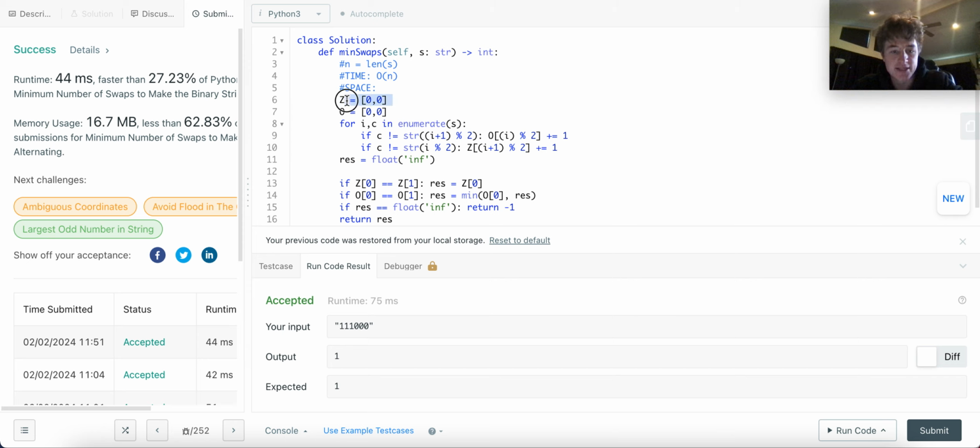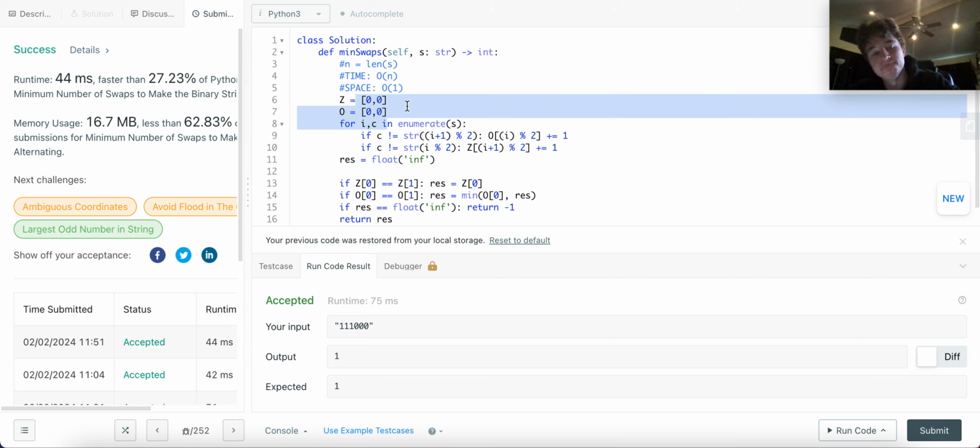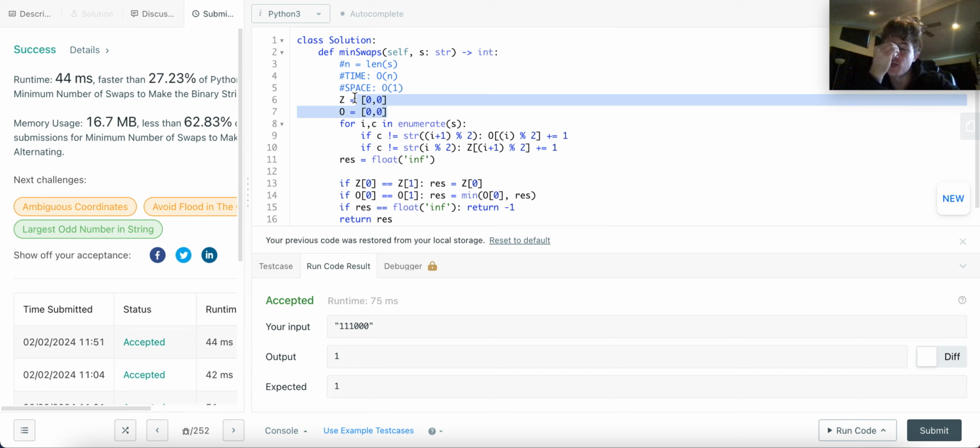For space, we create this thing of size 2. We create this thing of size 2. We populate it with the variables as we continue. We do a bunch of constant operations, and we return a constant thing. So that's big O of 1. No matter how long the string is, we only create these two, four array slots, I guess, and it never gets bigger than size 4, so it's constant.